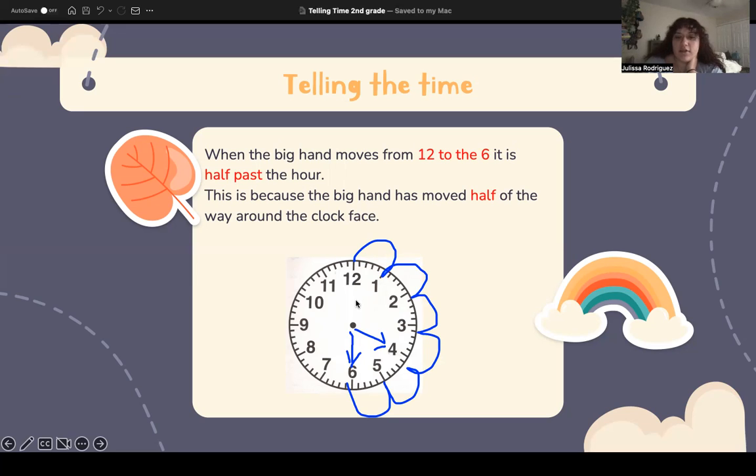So here's the same example from earlier. If we're counting by fives all the way around, it would be 5, 10, 15, 20, 25, 30, half past the hour. So on this clock in this example, it's 4:30. Can everybody see 4:30? Can everybody say 4:30? All right, 4:30, as indicated here.